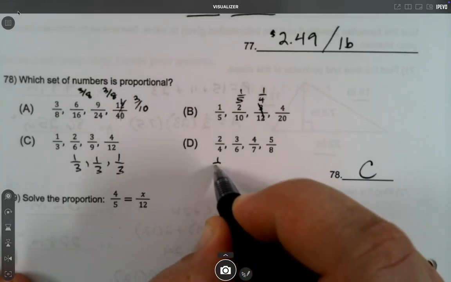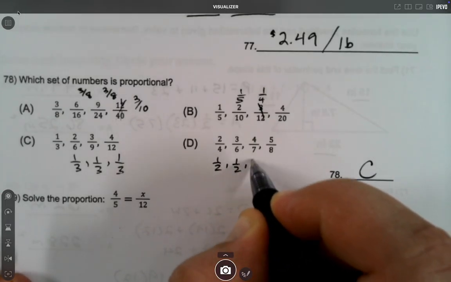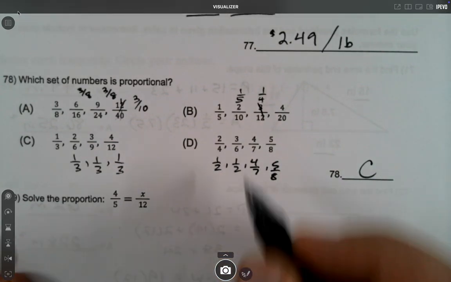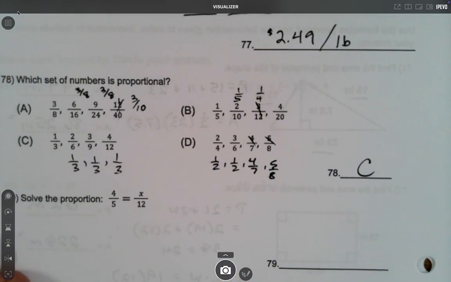Just in case you're curious, D goes 1/2, 1/2, then 4/7, and 5/8. So that is not a match either. Those are not proportional because the rates are not the same.